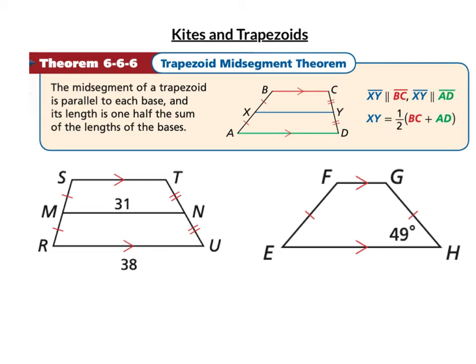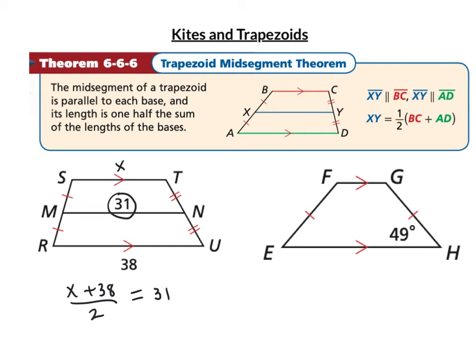In the trapezoid on the left, if I wanted to find the length of ST, I could call it X. I know that the midsegment can be found by taking the average of the length of the two bases. In other words, if I take ST, which I'm calling X, and I add it to 38, and I take the average, add them up and divide by 2, the length I end up with should be equal to 31.